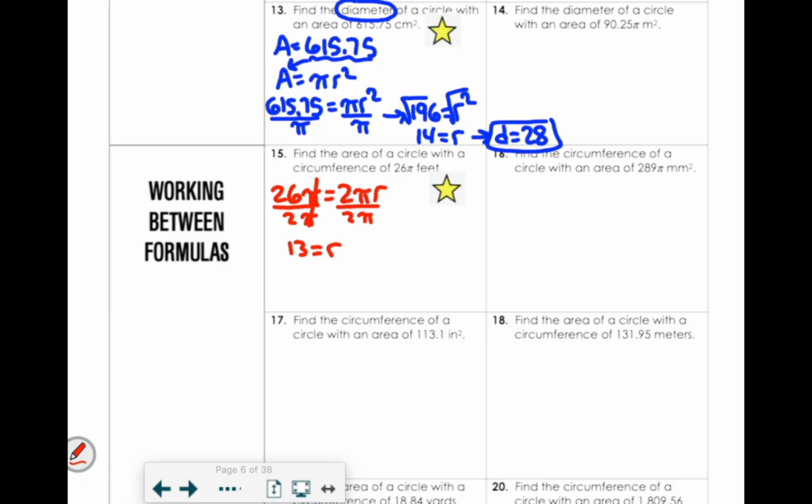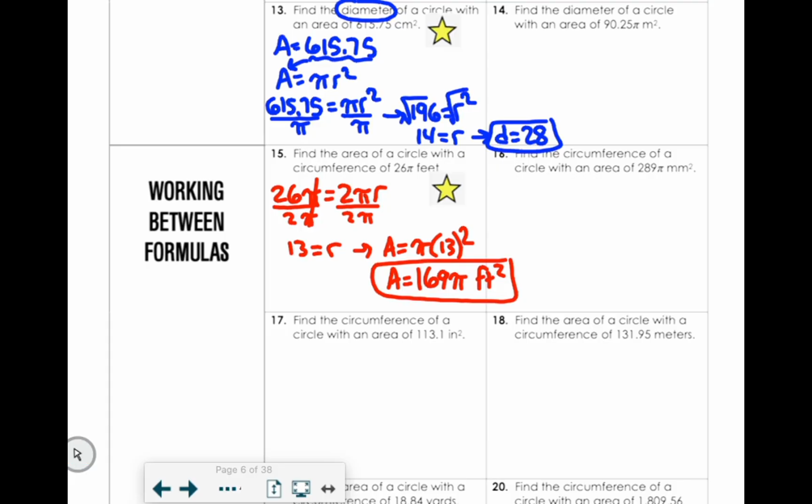And then I'm going to be able to get my area. So area equals pi times 13, the radius, squared. So if the circumference is 26 pi, that means the radius is 13, and I can do pi times 13 squared. And in terms of pi, that's just going to be 169 times pi. And we have square feet.